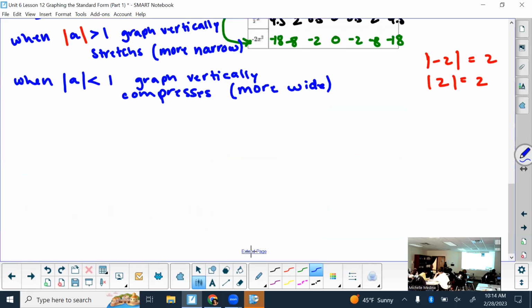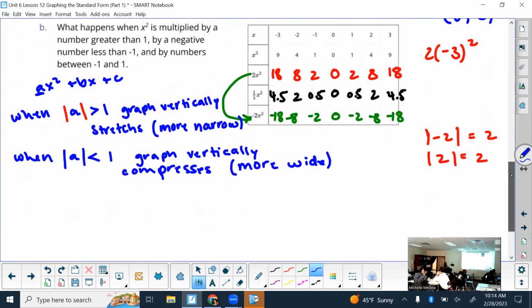But they do use that wording, like they'll say, which one shows a vertical compression? Well, you're looking for the one that would make the graph wider. All right, so basically, and it could be like a -1/2 even, that's why we have the absolute value bars. But if it's between 0 and 1, it makes the graph more wide. Questions on that? Or not narrow, more wide, I misspoke.